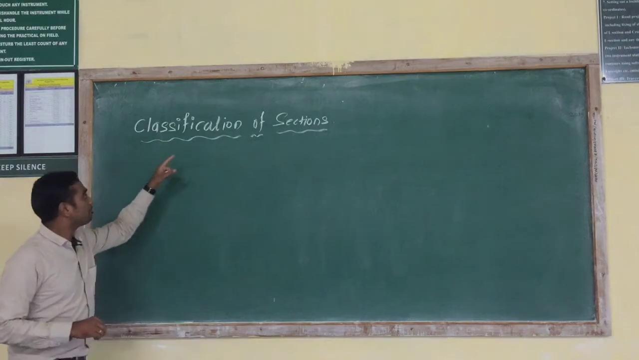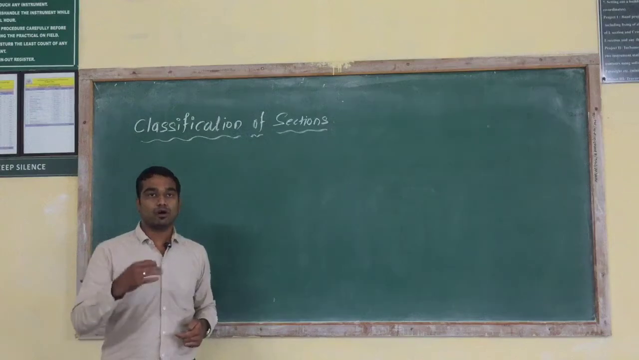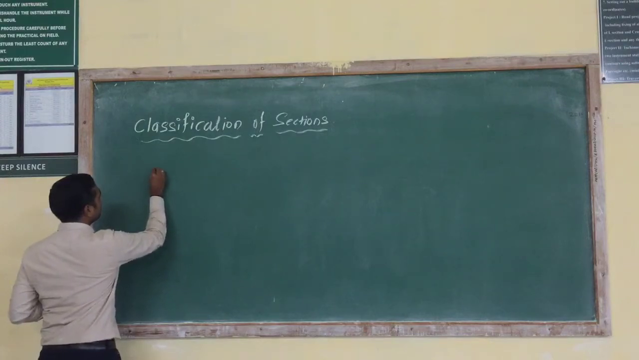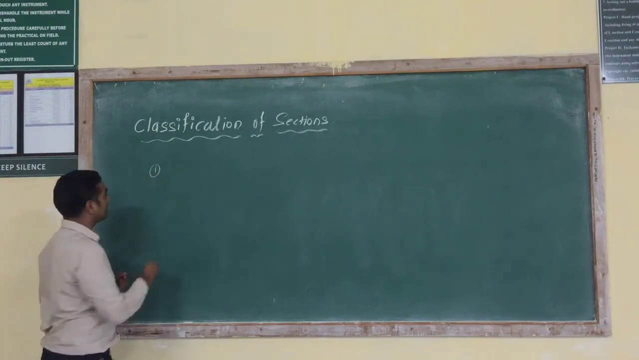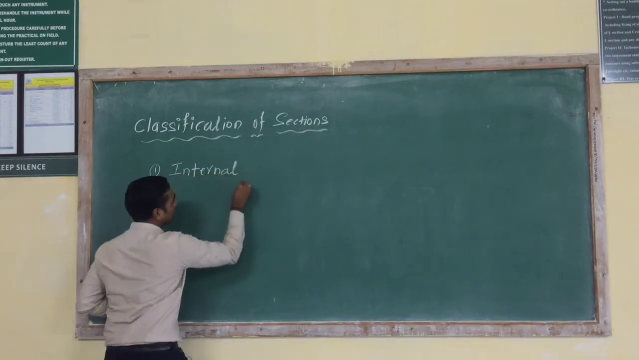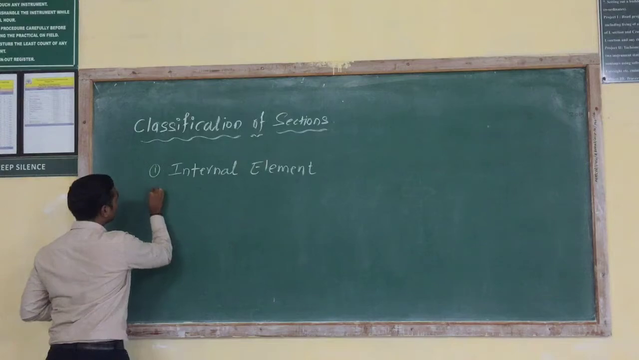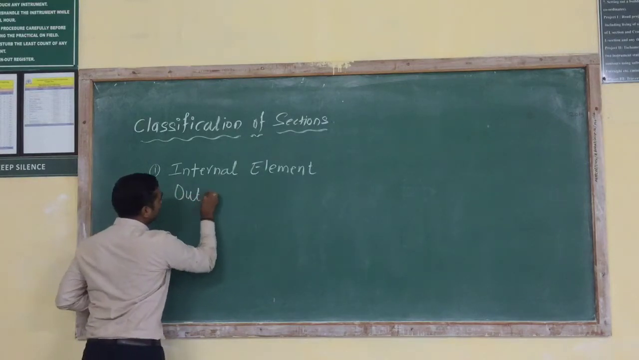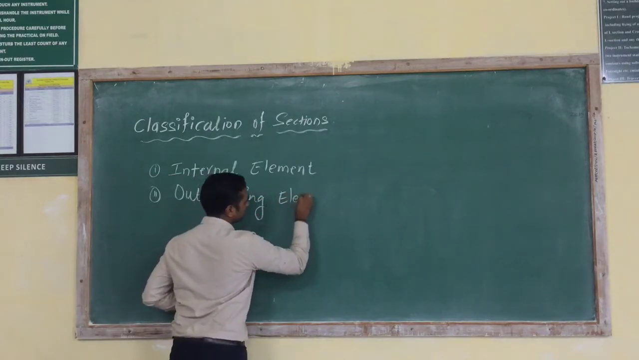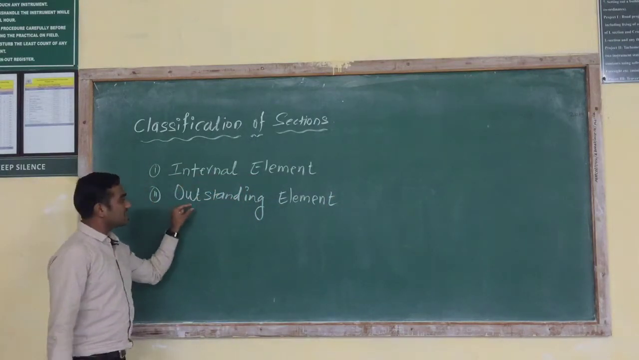Today we are discussing the classification of sections. First of all, let me explain the basics about this classification of sections. First of all, we will see the different types of elements. The first one is the internal element and the second one is the outstanding element.